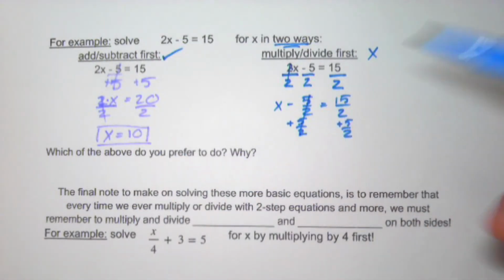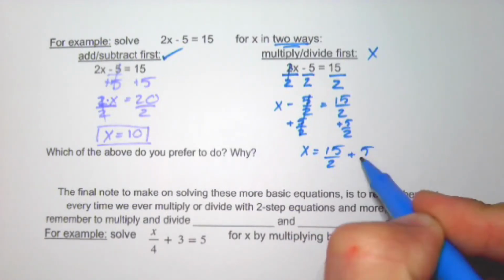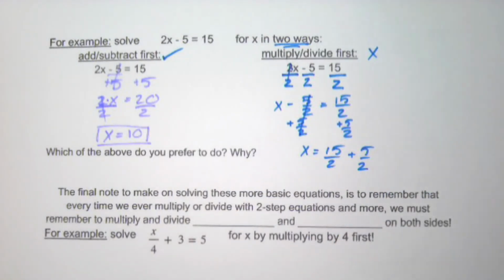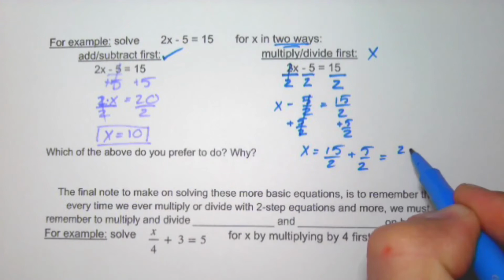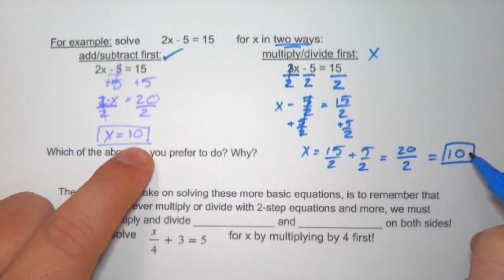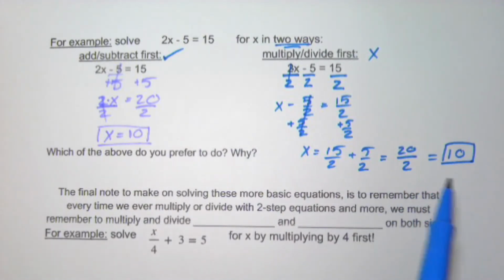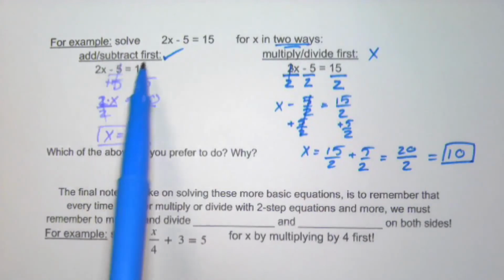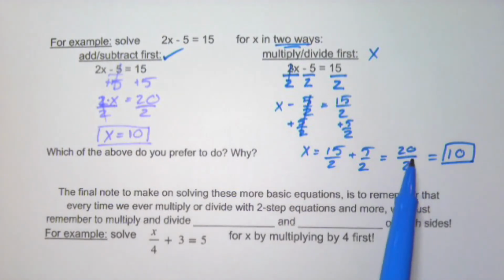Negative and positive 5 halves cancel. Then I have 15 halves plus 5 halves. Can't add fractions without a common denominator. Thankfully, it is a common denominator of 2. So that makes this 15 plus 5, which is 20 divided by 2. And then that finally gives me the 10 I was expecting. So it doesn't mean that we're wrong doing it this way. Once again, we see where math's giving us some options. But if we always add and subtract first, that's going to save us from going this long road of fractions, which means more room for errors.